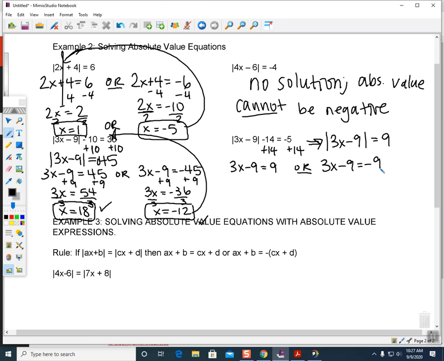Now I just solve. Add 9 to both sides. 3x equals 18. Divide both sides by 3. X equals 6. Same thing over here. Add 9 to both sides. I'm left with 3x equals 0. If I divide both sides by 3, I just know x is going to equal 0. It has to.